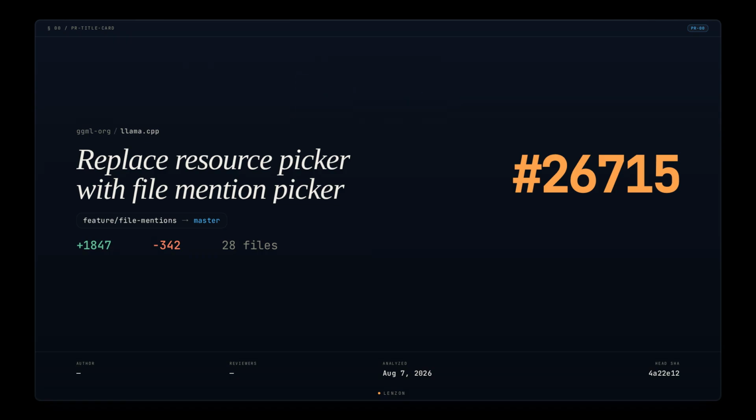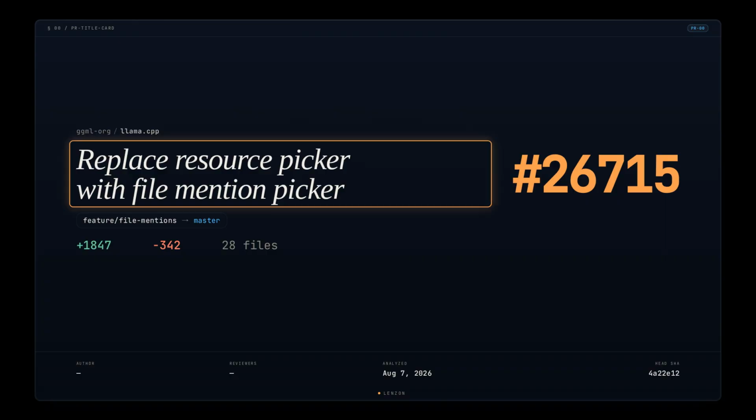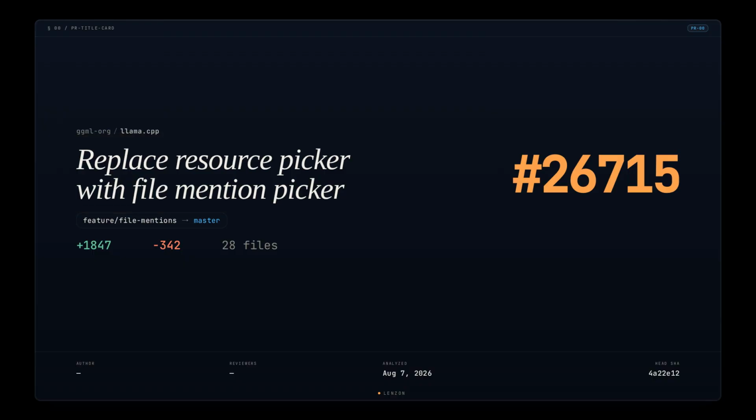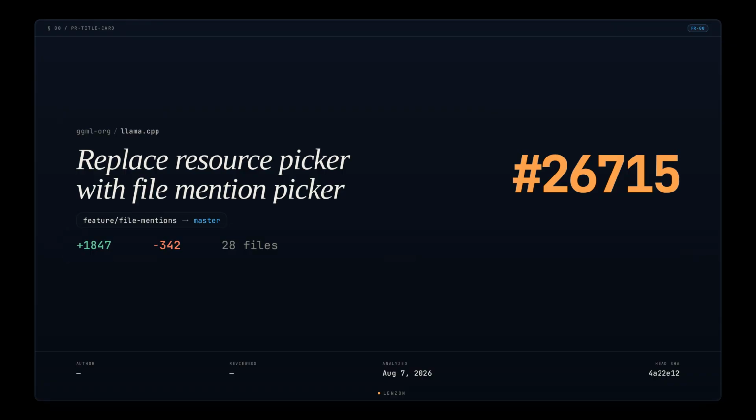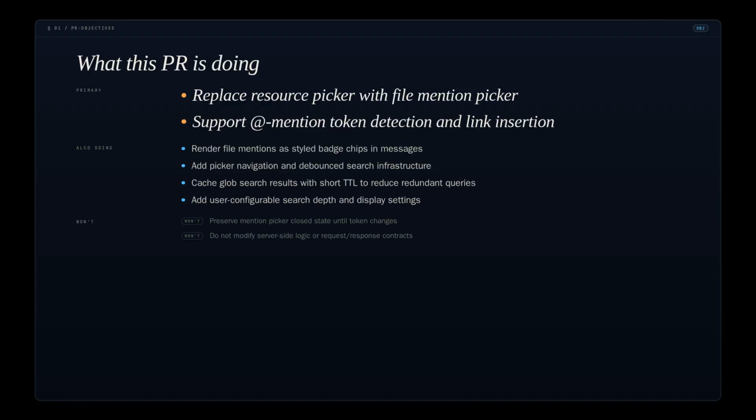We're looking at pull request 26715 in llama.cpp, a feature that replaces the resource picker with a new file mention picker. Nearly 2,000 lines added, touching 28 files across the UI layer. Let's walk through what's changing and why it matters. This PR has two main goals.